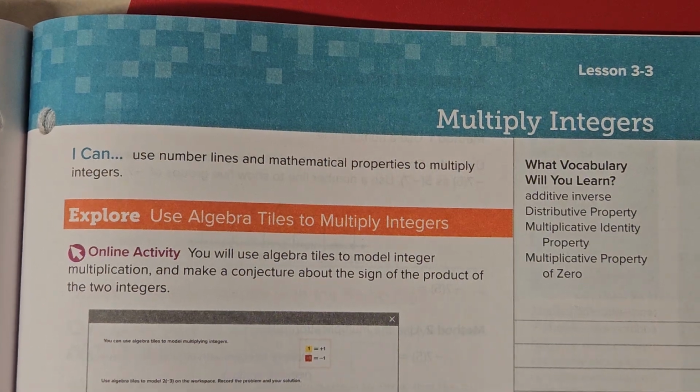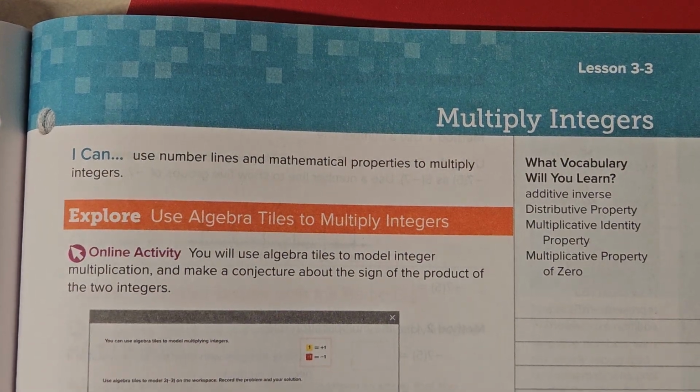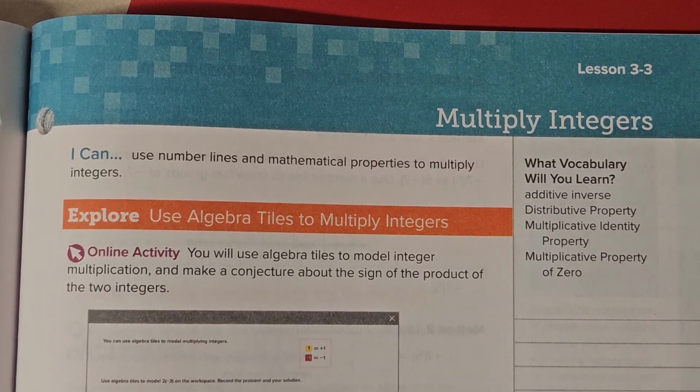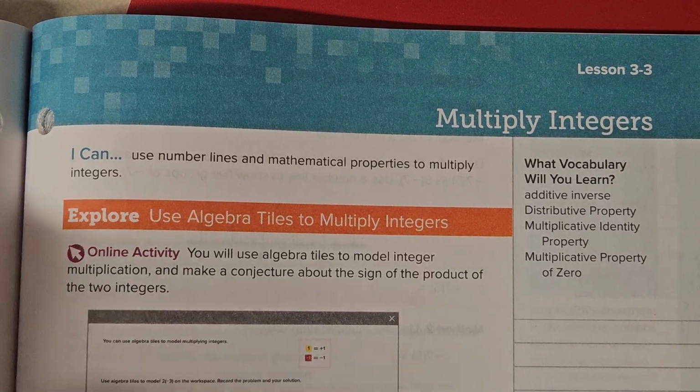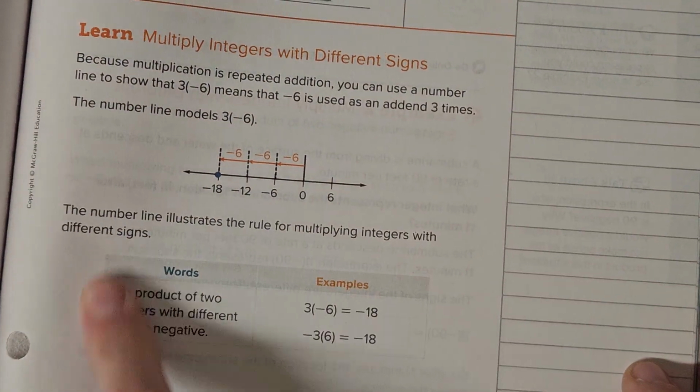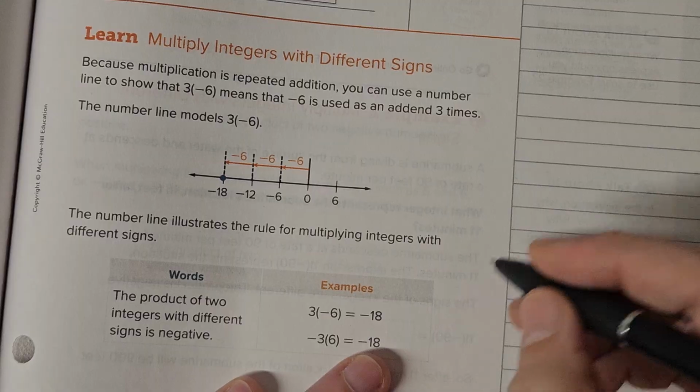Good morning. Lesson 3-3, probably the easiest lesson in the whole module, I promise. Multiplying integers is really pretty simple. If you read through the text, it's going to confuse you a little bit because of all these words. Let me just tell you what to do.